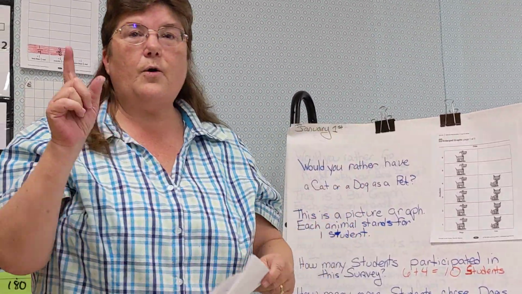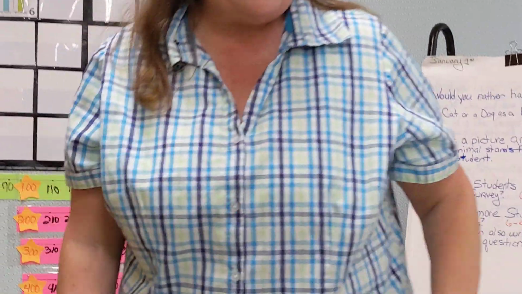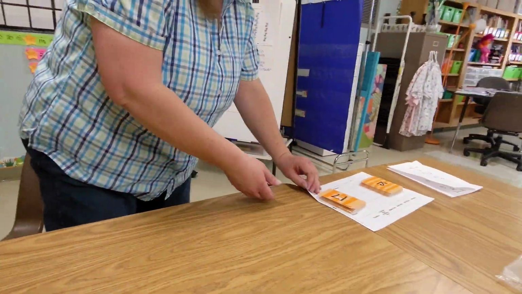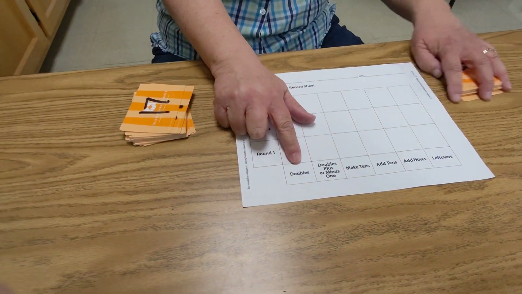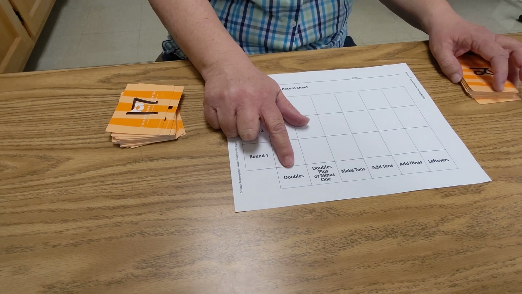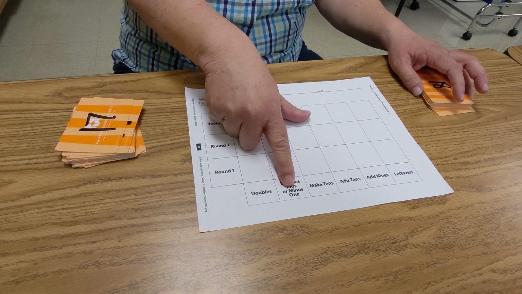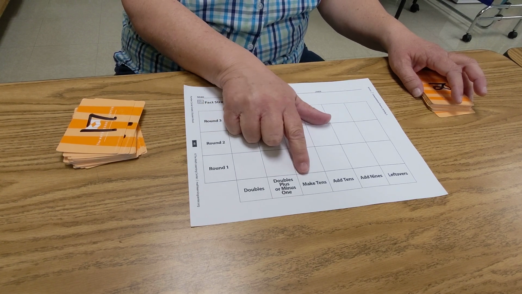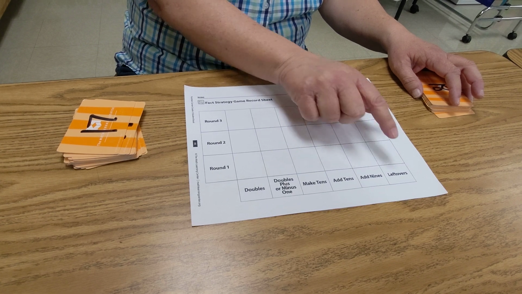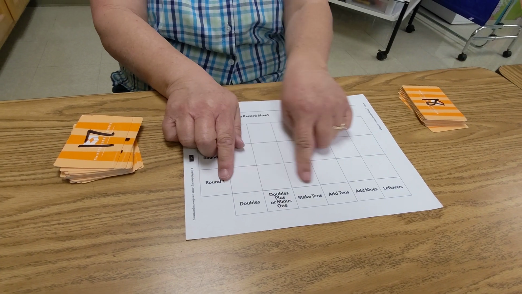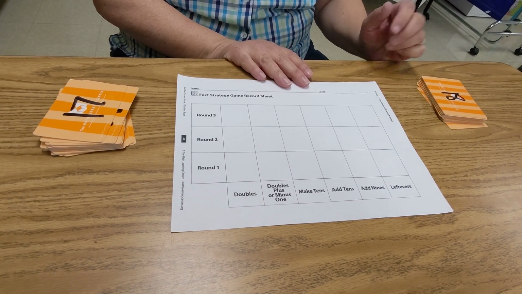Okay, so now we get to play a game. We have been talking about different strategies. And some of the strategies we've been talking about are doubles facts. 2 plus 2, 4 plus 4, 3 plus 3. We've also talked about doubles plus 1 or minus 1. We've talked about make 10s, add 10s, add 9s, and leftover. So if they don't fall into the first 5 strategies, then we will record them in leftover.